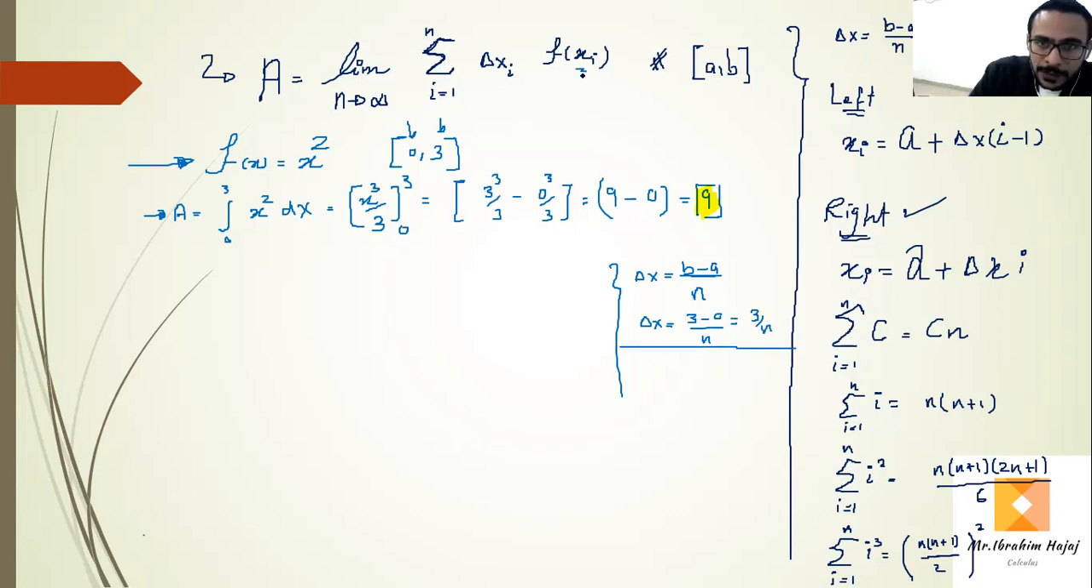Also, I need to find xi. We work with right endpoints; if you want to use left, good luck. Okay, right. So x sub i equals a plus delta x times i. The a is 0, plus delta x i, which is 3 over n times i, so 3i over n. So my x sub i is 3i over n.